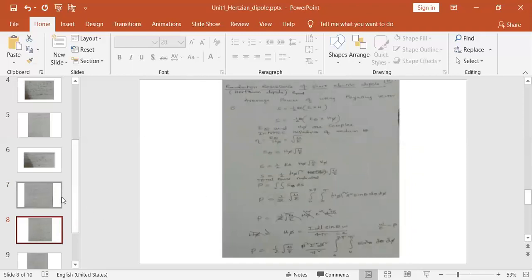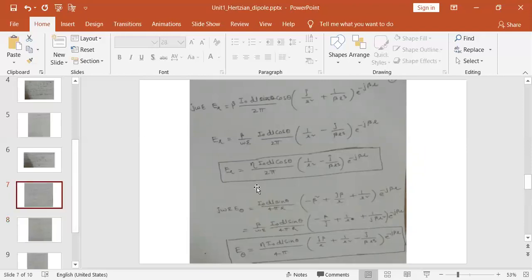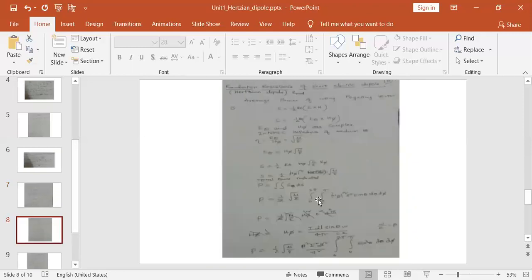So we got three field components: H along the phi direction, and E along the R direction and theta direction. That means we finally got three components: H phi, ER and E theta. Now we'll calculate the radiation resistance of the Hertzian dipole by using the Poynting theorem.